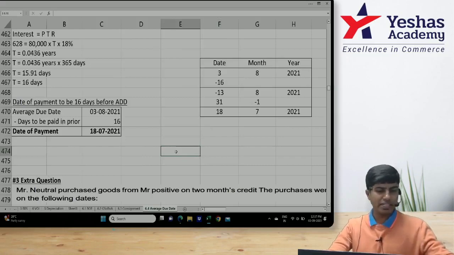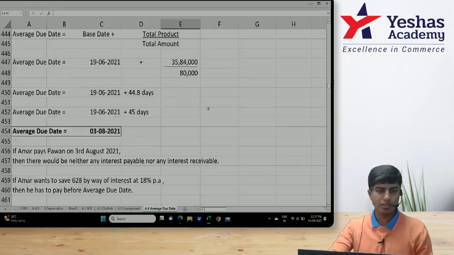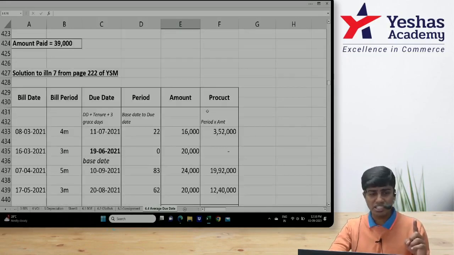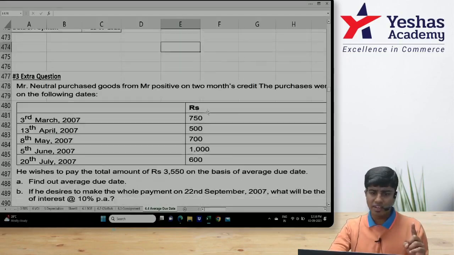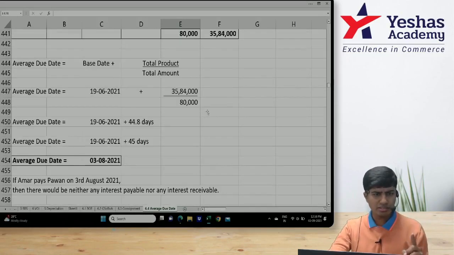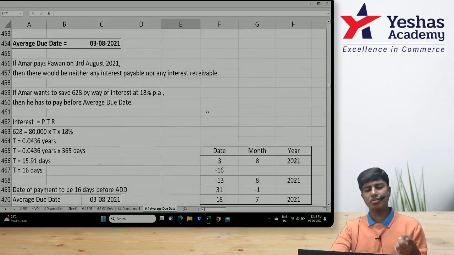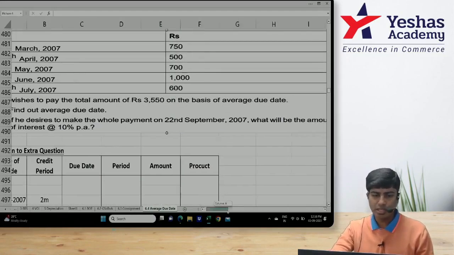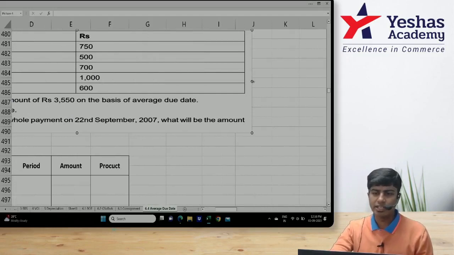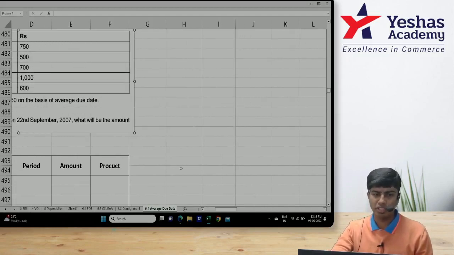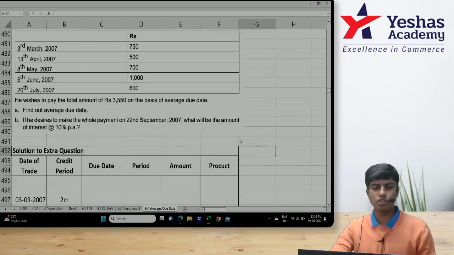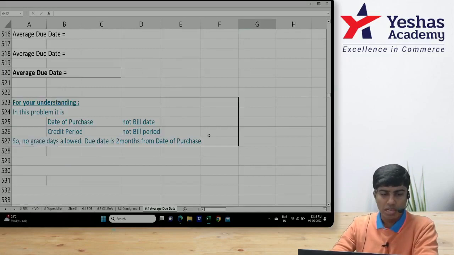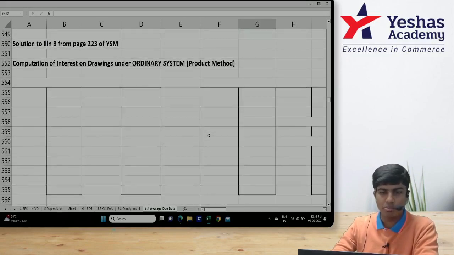So far, we've done till illustration number 7. We have an extra question. This is the 7th one. I have given an extra question for you to try, very similar to the one that we've just done. It is there within your material, within the Excel sheet. Please do try solving extra question number 3. And now, let me take you to question number 8.